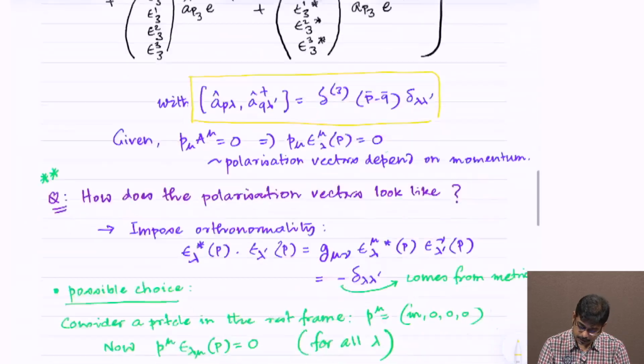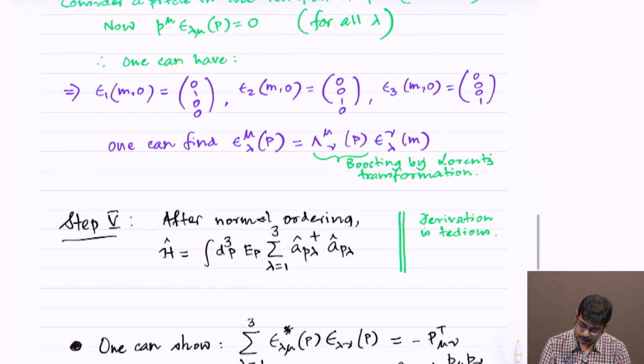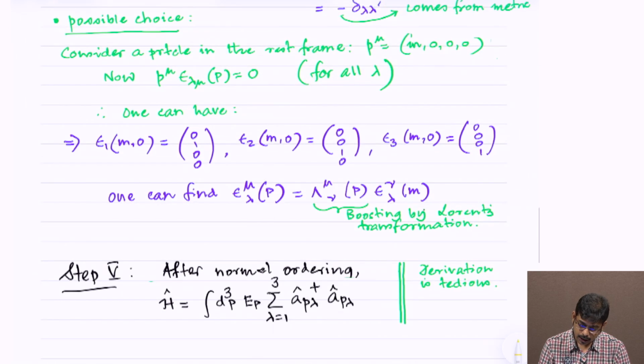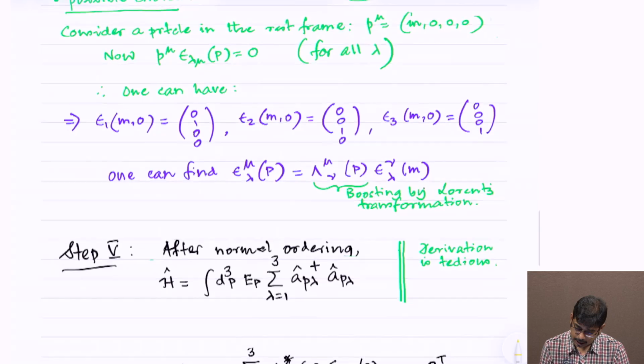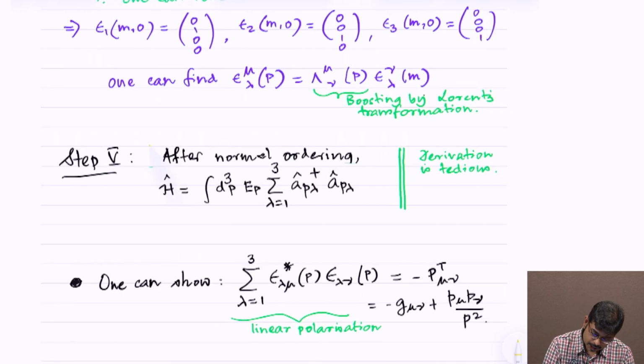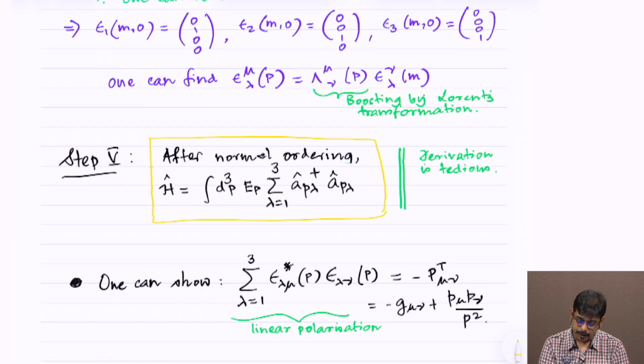Now, with this whole exercise, I am not going through how you can write the possible epsilons, that is something we are going to take up in the tutorial exercises, but the bottom line is that after normal ordering, we are going to have a nice particle-like look for the Hamiltonian, which is now the integral d^3p E_p sum over lambda equal to 1 to 3 of a†_{p,λ} a_{p,λ}. This derivation is a little tedious, but I encourage everyone to do that.